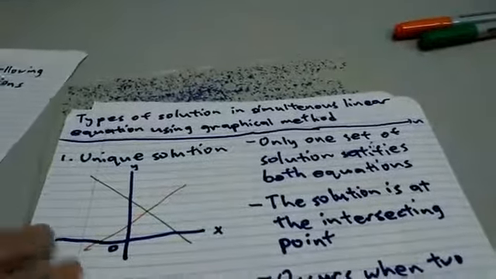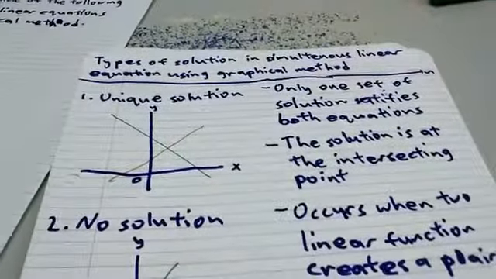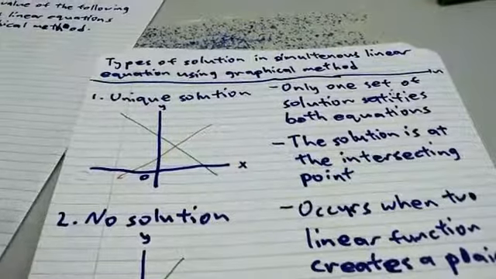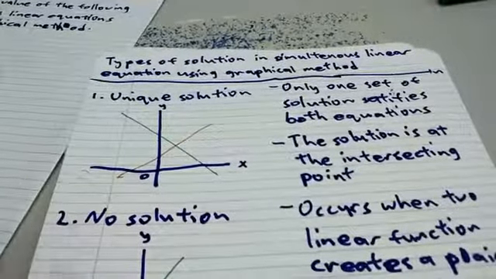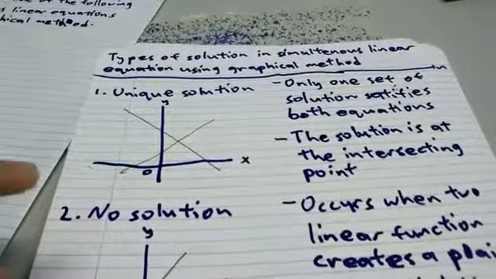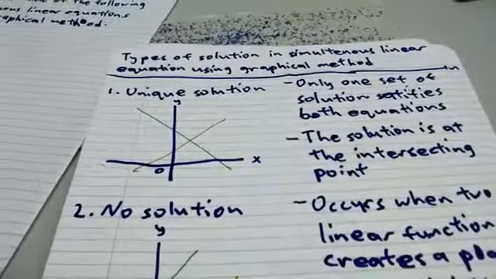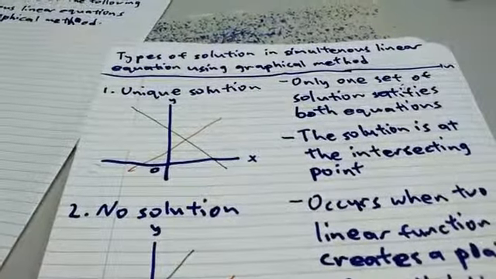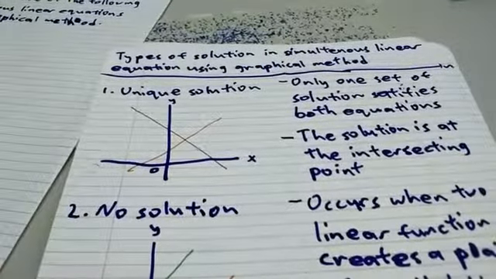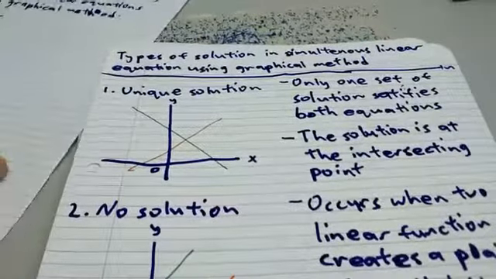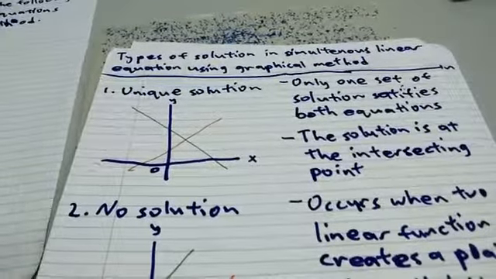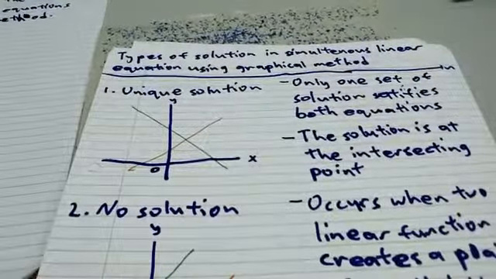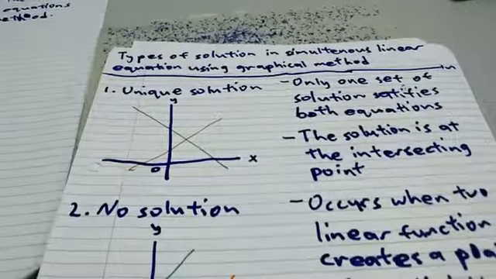A unique solution means that only one set of the solution x and y can satisfy both equations. If you have a value of x and y, only that set of values of x and y can satisfy the simultaneous linear equations, which means that we get a unique solution.